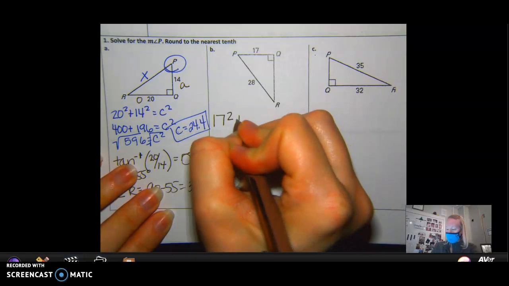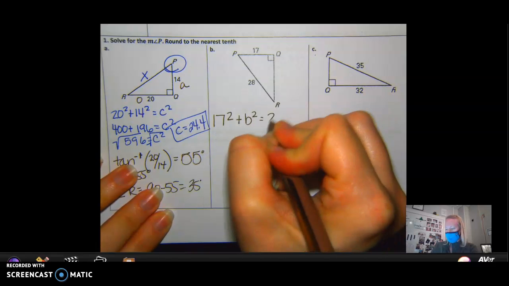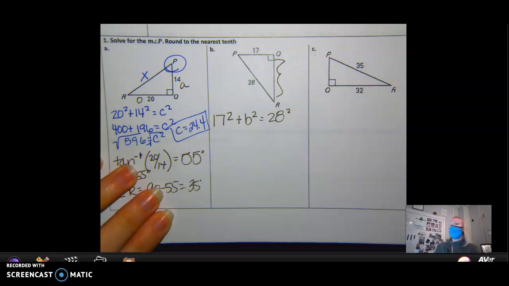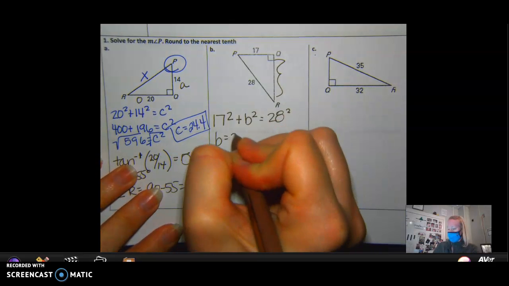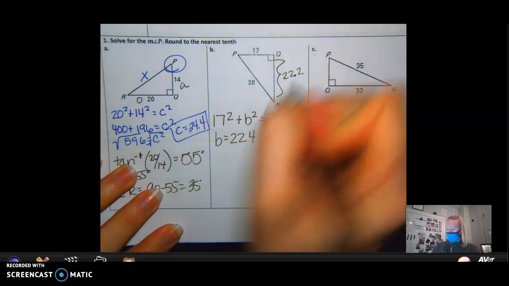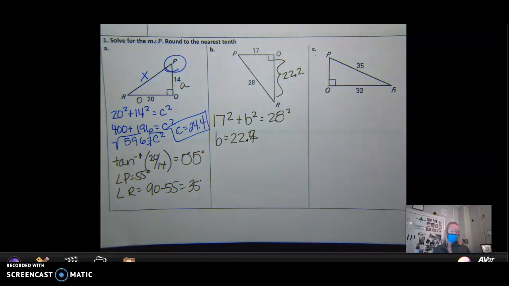17 squared plus b squared equals 28 squared, using the Pythagorean theorem to find Q to R. What did you guys get for Q to R's length? 22.4? 22.2? What did everyone get? Yep, I got 22.2.